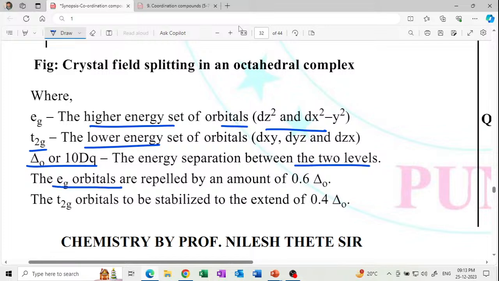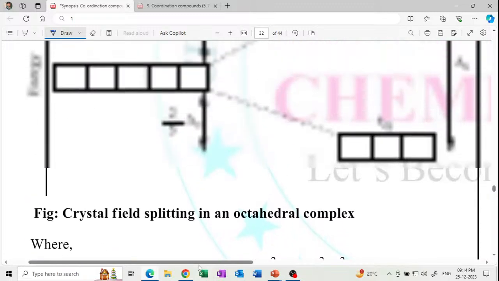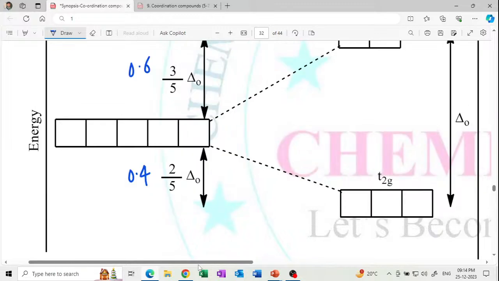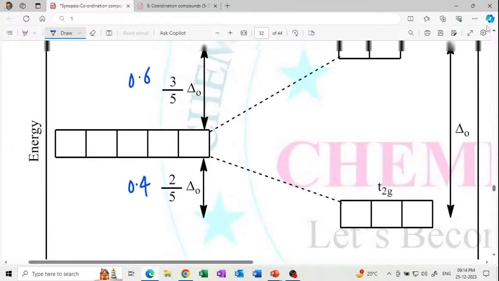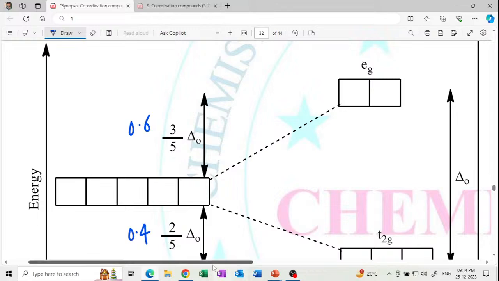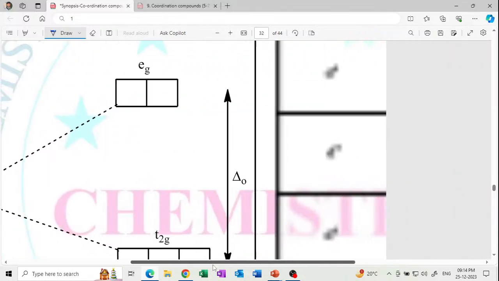And the EG orbitals are repelled by the amount of 0.6 and the T2G are stabilized by 0.4. This is repelled and this is stabilized. So EG orbitals are repelled and T2G orbitals are stabilized because T2G has lower energy. T2G is lower, so it is stabilized, and EG is higher, so it is repelled. Get it? Clear?